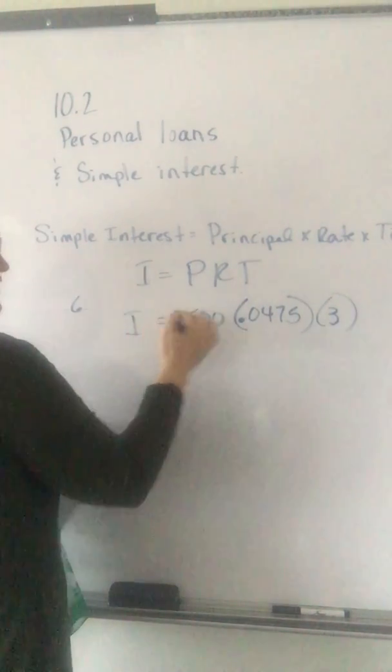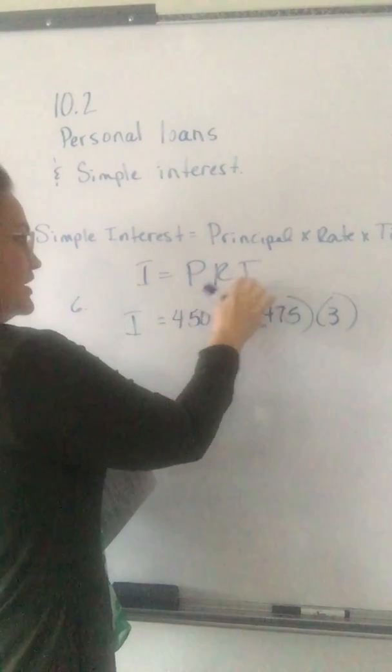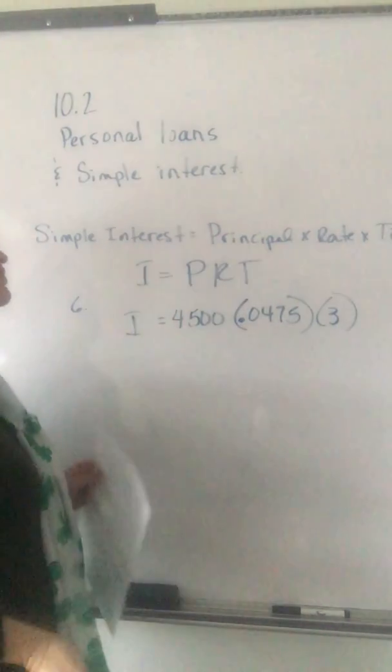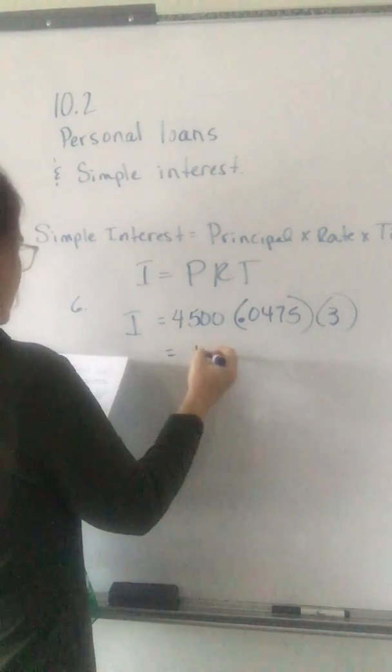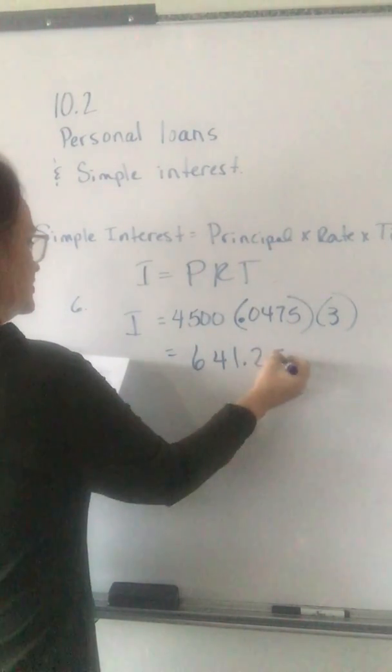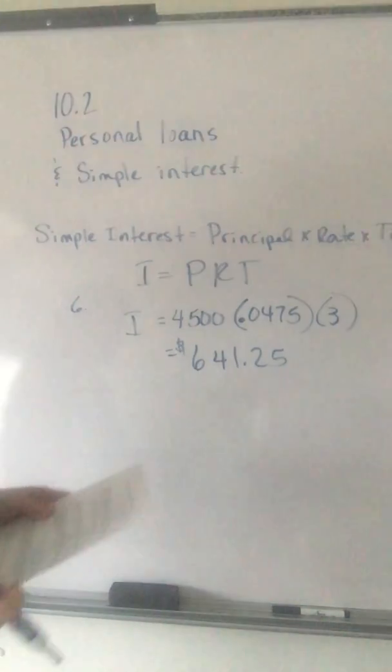So all the values are known. Again, principal, rate, time, back to that, just more in a reading format, the same old stuff. Multiply that together. The interest, I equals $641.25. So that's answer A.